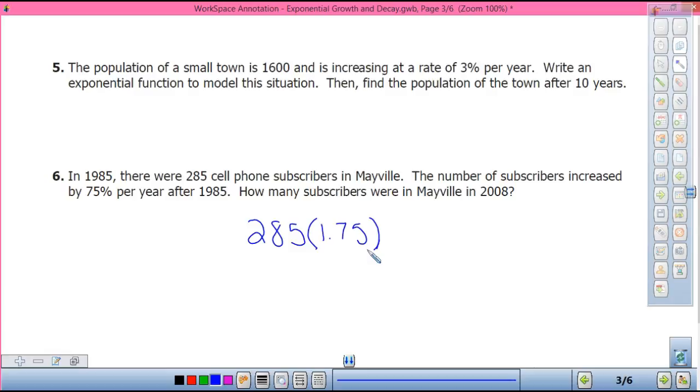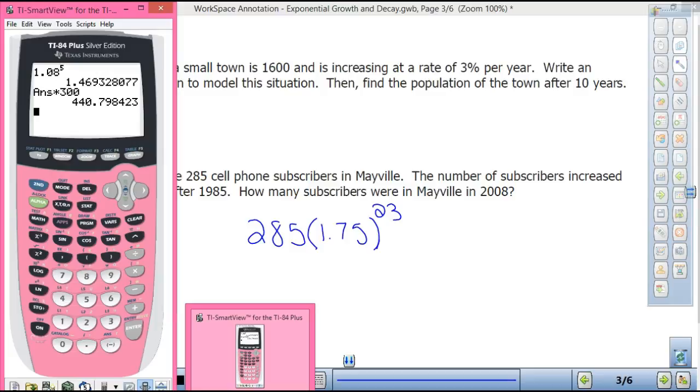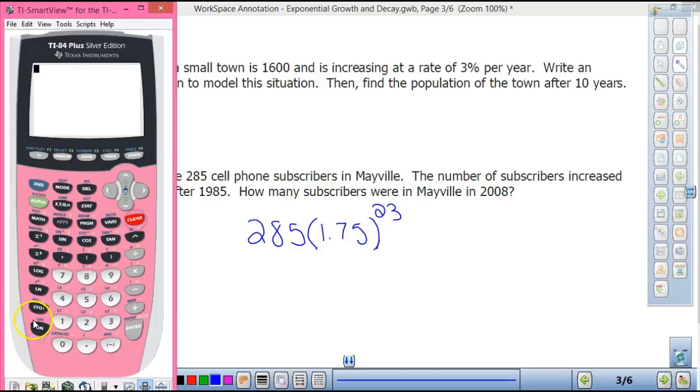Okay, 1985, yep, from 1985 to 2008, you've got 23 years. So that's a lot of years, and it's a really giant increase. So you've got 1.75 to the 23rd power times 285.